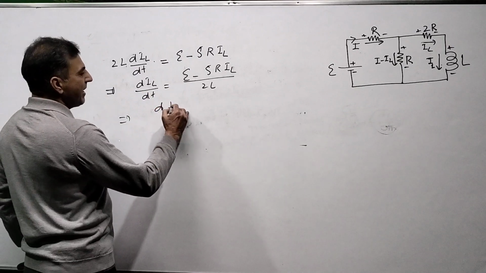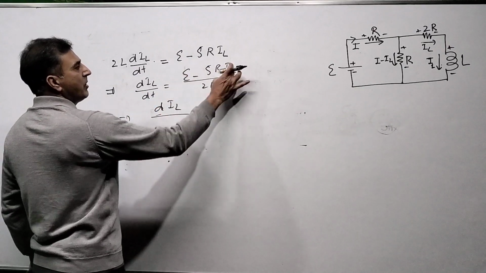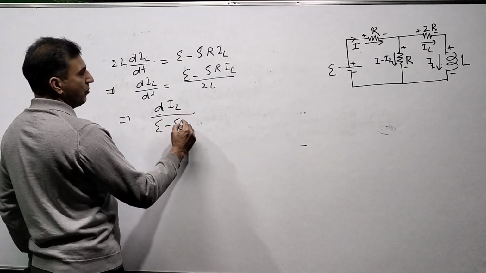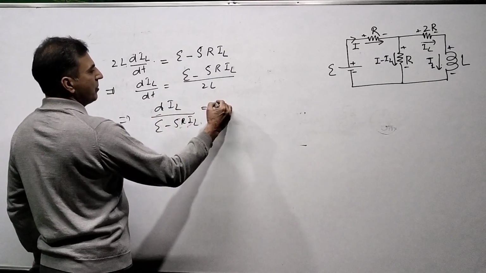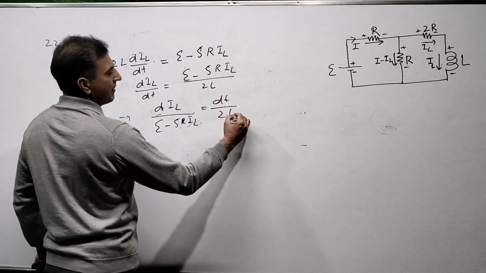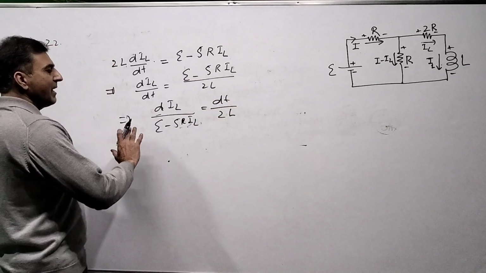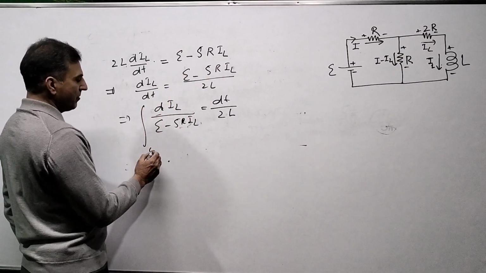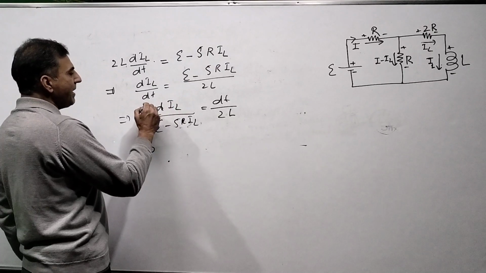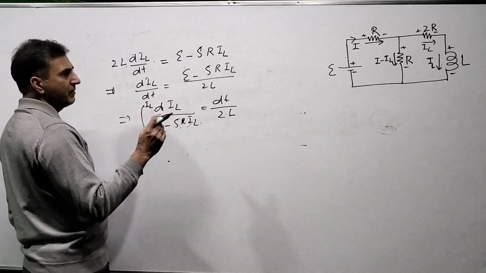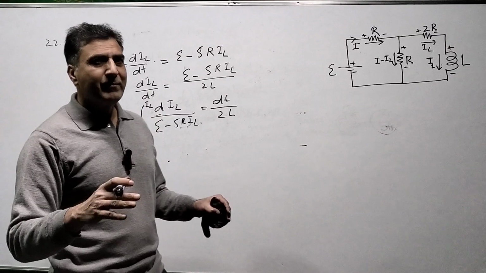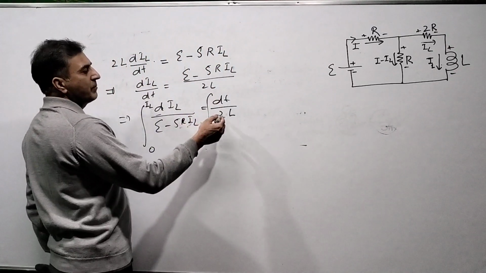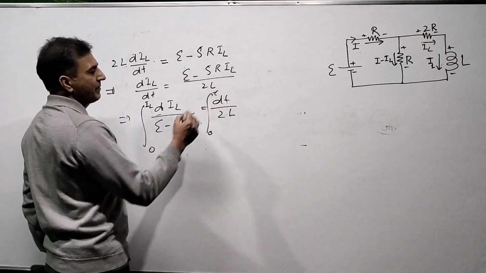So dIL by ये जो न्यूमरेटर में है इसको लाइए यहाँ डिनोमिनेटर में, E minus 5RIL is equal to dt by 2L. Okay? अब जाकर हम इंटीग्रेट करेंगे. What is IL initially? 0. What is IL after some time? Okay, let me say IL after some time. Not infinite time, after instantaneous time. So what should I do here? Time 0 to any time.